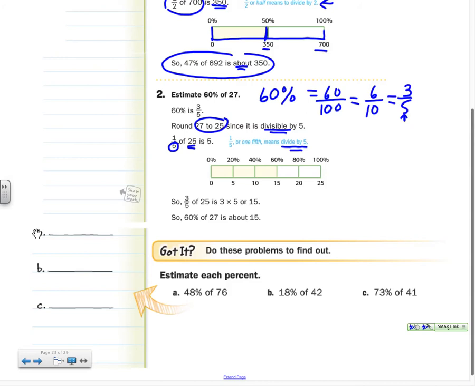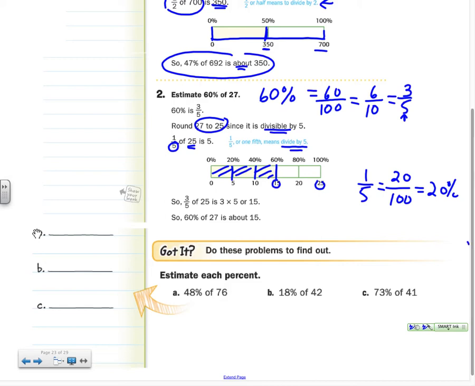And then because 1/5 is the same as 20%, each section also represents 20%. So from here to here is 20%, 40%, 60%. This demonstrates that 60% of this 25 would actually be 15 right here.